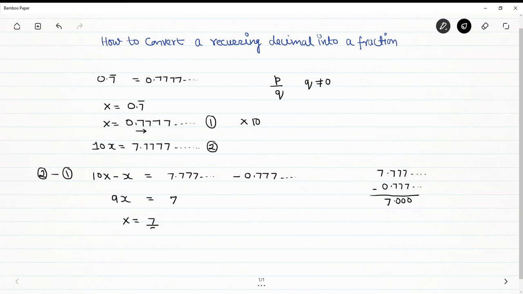So you can see the recurring decimal 0.7 bar has been converted into the form of 7 by 9, which is a rational number because it can be easily written in the form of P by Q, where definitely Q is not equal to 0. So for this conversion, we have seen the first question, which was very easy because only one single digit was repeating. Now let's see a different variation of that. We have a number where two digits will be repeating. For example, 0.13 bar.